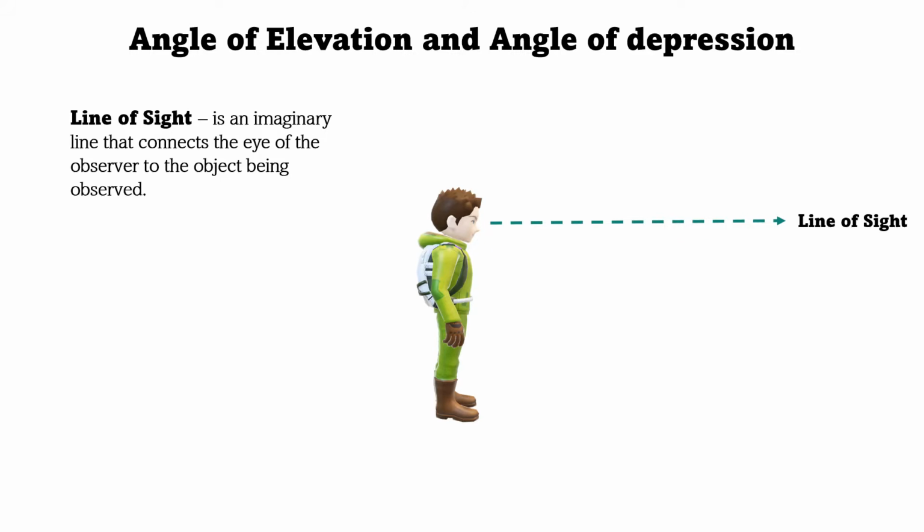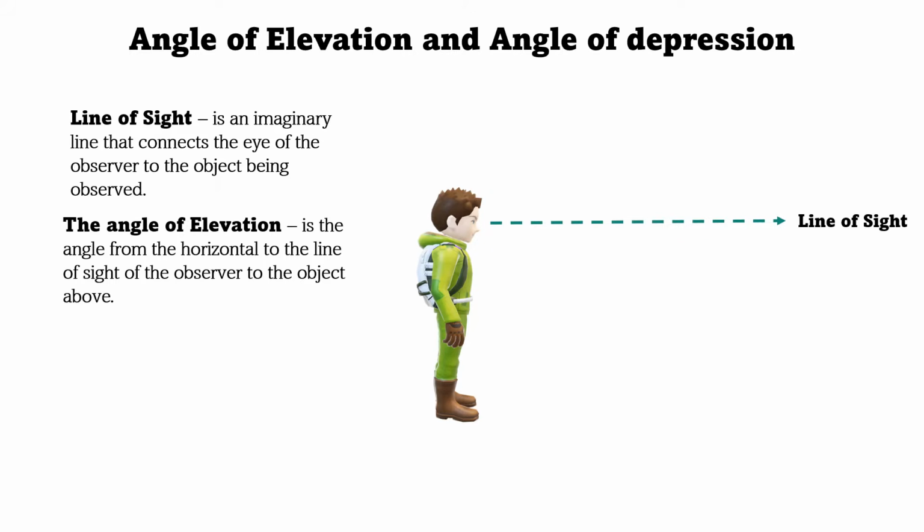Another term that you need to know is the angle of elevation. The angle of elevation is defined as the angle from the horizontal to the line of sight of the observer to the object above. From the given figure, if you look at an object above, the angle that is formed from the horizontal line to the line of sight above is what we call the angle of elevation.